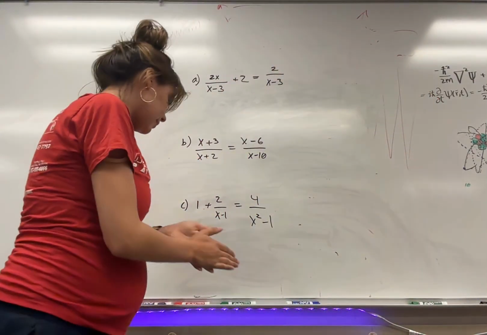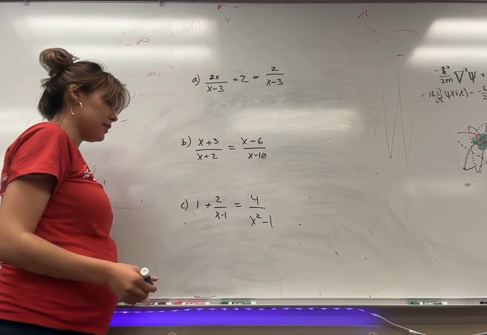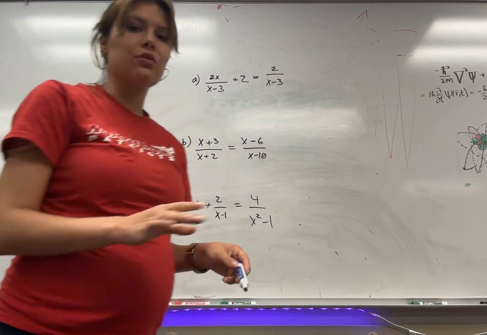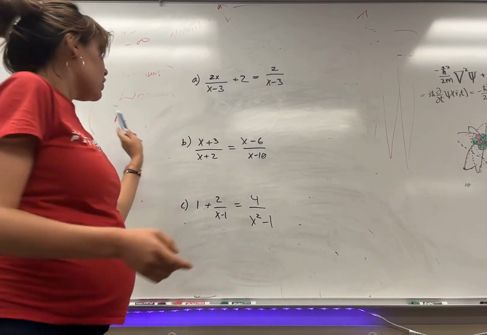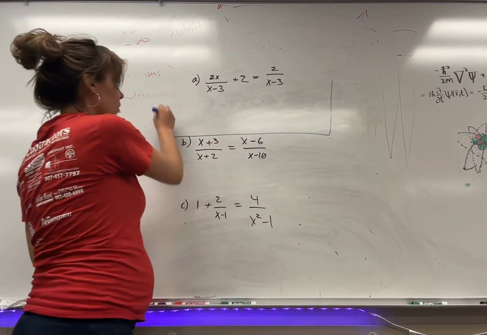All right, here we go. This is problem 9, A, B, and C. So we're just asked to solve these and also note extraneous solutions. So let's take a look at problem 1 here, problem A.